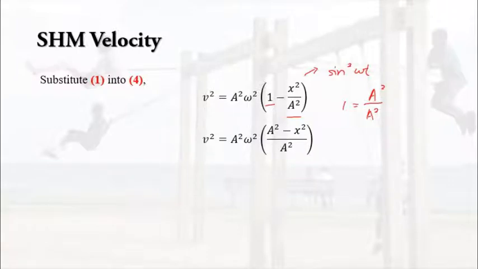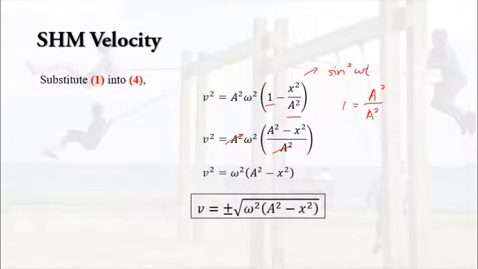Now if you notice, this a squared in the denominator can be cancelled out by the a squared outside the bracket. So after you simplify the equation, you're going to get v squared equals omega squared bracket a squared minus x squared. After that, you just have to rearrange the equation. After you rearrange it, you get v equals plus minus omega square root of a squared minus x squared. As you can see now, this equation doesn't have any t. It doesn't depend on time anymore. It depends on the displacement, just the displacement.